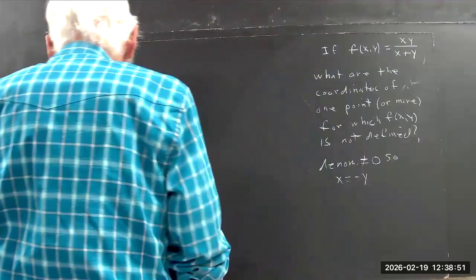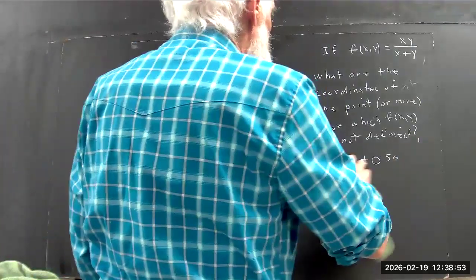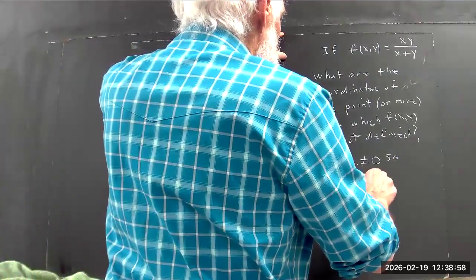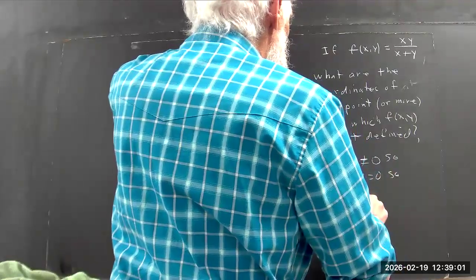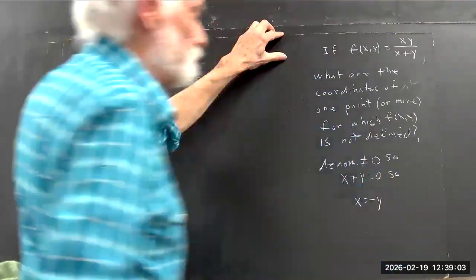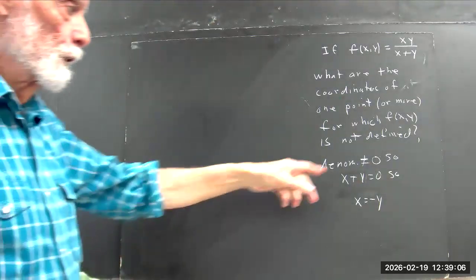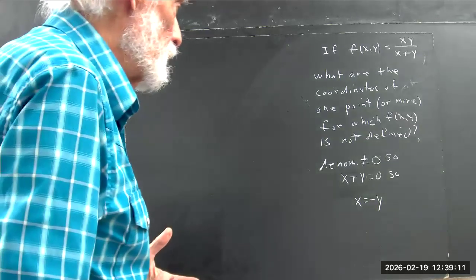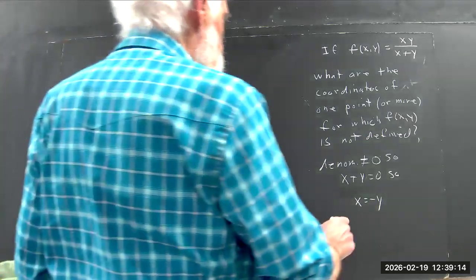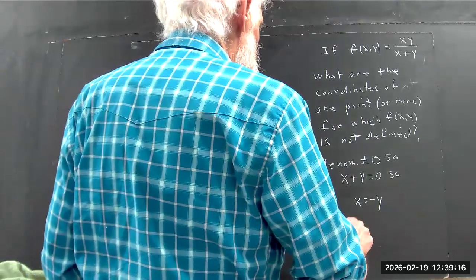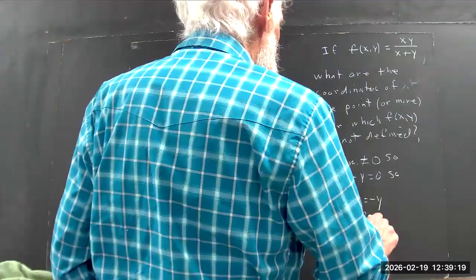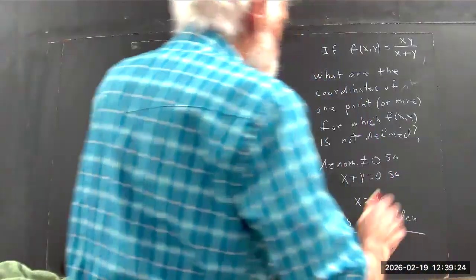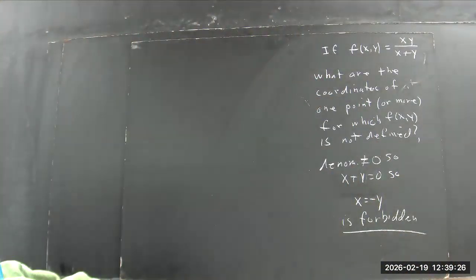Well, let's just write out all the steps, because you do want to get in the habit of writing out all the steps. Sometimes it's not as obvious as it is here. The denominator is not equal to zero, so x plus y is not zero, so x is not equal to negative y. That is forbidden. That's not in the domain.